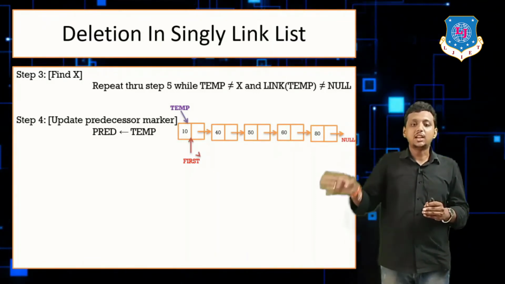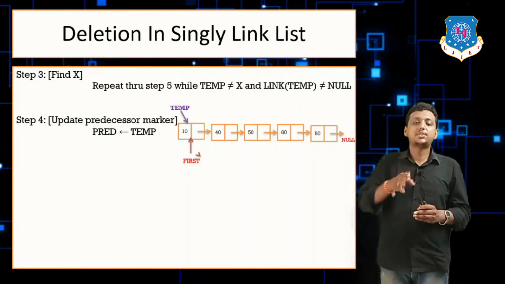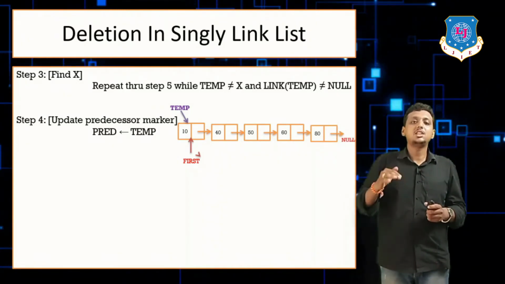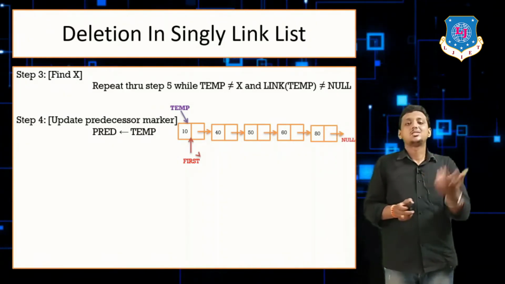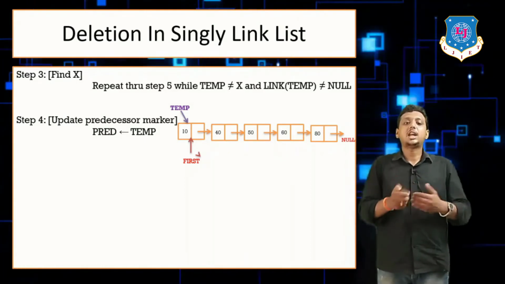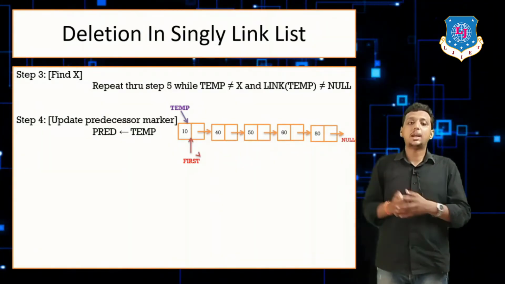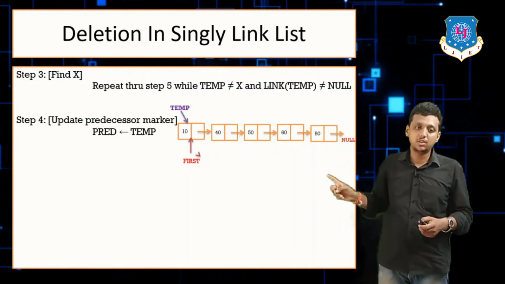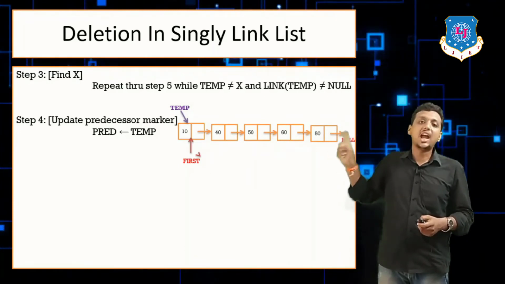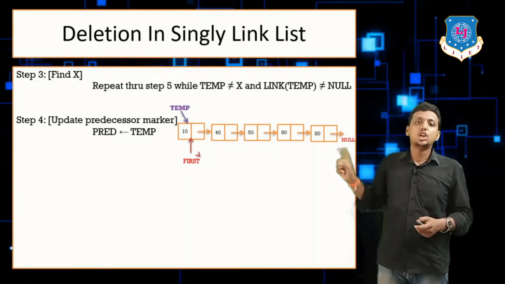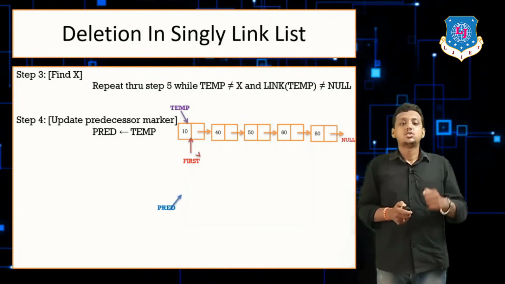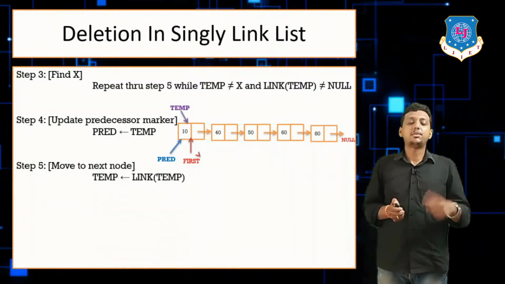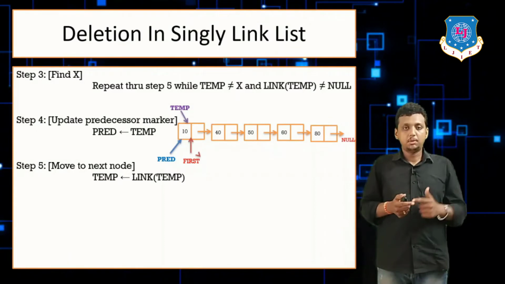If temp is at 40, predecessor must be at 10. If temp is at 50, predecessor must be at 40. So predecessor is just following temp. So now I am assigning predecessor to temp. We need to repeat up to step number 5. This is my step number 3 where I started my loop. Step number 4 is pred to temp, so I am taking another pointer pred to temp.